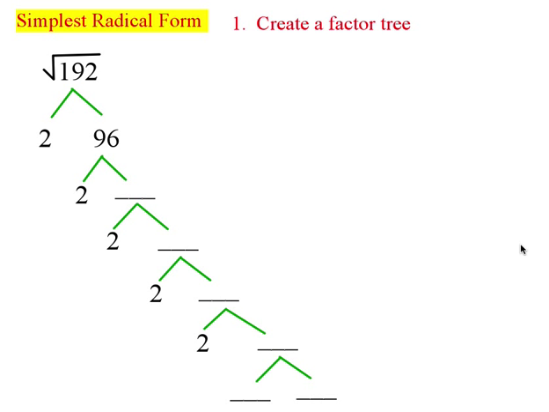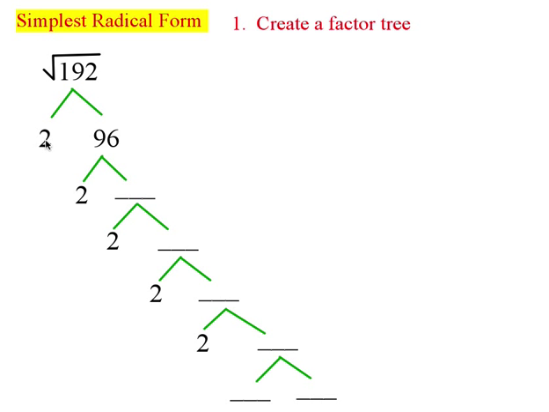This video will give you one idea of how to simplify a radical into simplest radical form. The first thing I do is create a factor tree. I don't know if there are any perfect squares that go into 192, so I'm just going to break it down into the smallest possible values that go into 192.